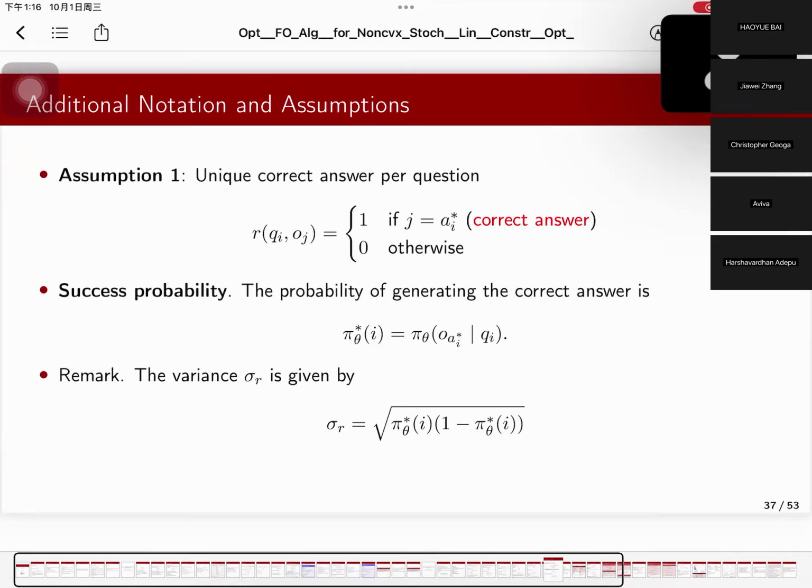Okay, we also make the following assumptions. Suppose for each question, we only have one correct answer, and we define this pi theta star to be the probability of choosing this correct answer. Also notice that because it's a Bernoulli variable, the variance is just given by pi theta star times 1 minus pi theta star. Okay, till now, any questions about the notation?